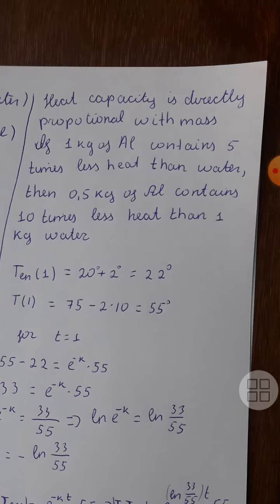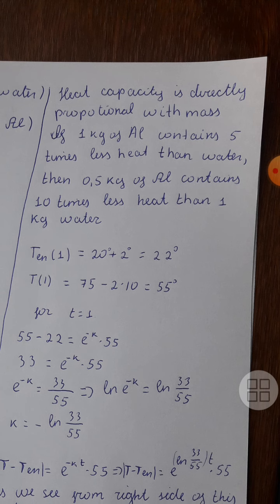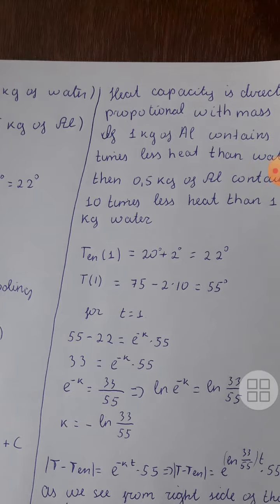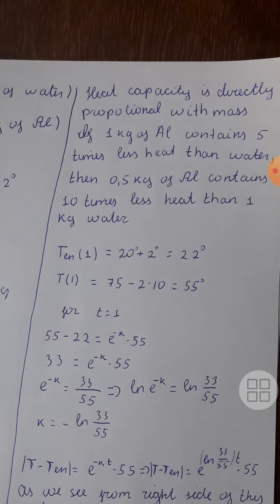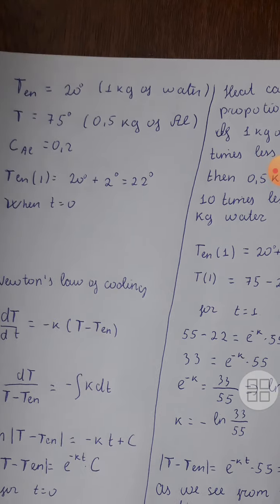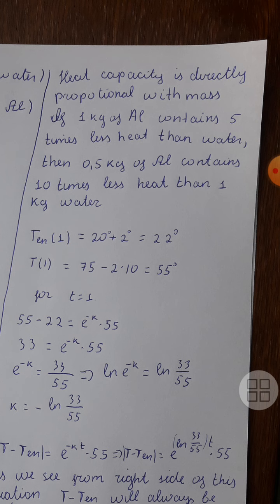Now let's look at another side. Heat capacity is directly proportional to mass. We know this from our physics course, and it says that 1 kilogram of aluminium contains as much heat as 0.2 kilogram of water, which means that 1 kilogram of aluminium contains 5 times less heat than water. We have 0.5 kilogram of aluminium, so 0.5 kilogram of aluminium contains 10 times less heat than 1 kilogram of water.